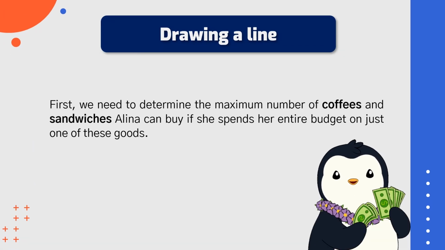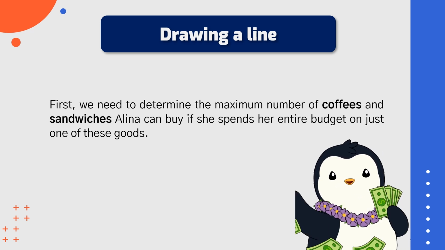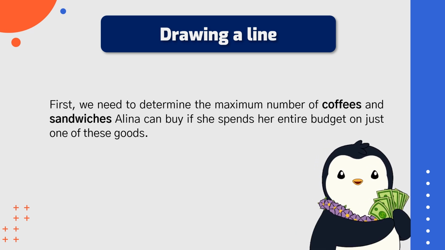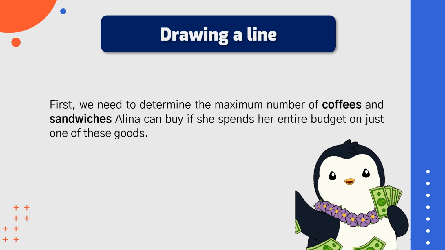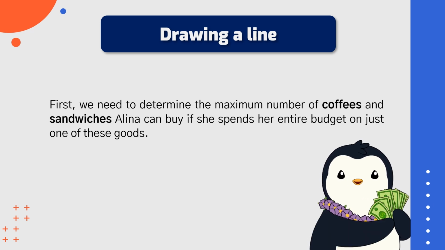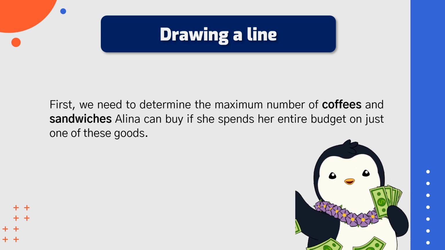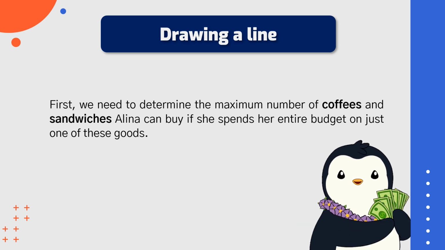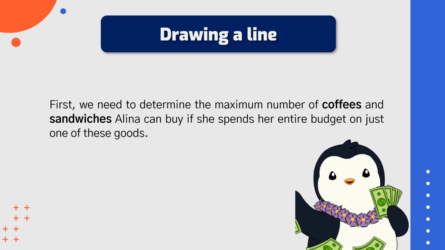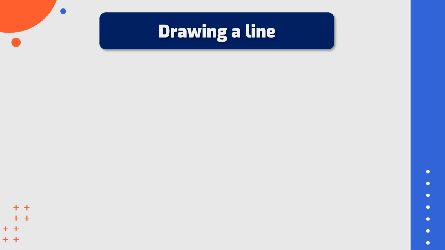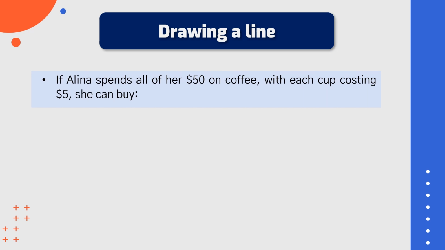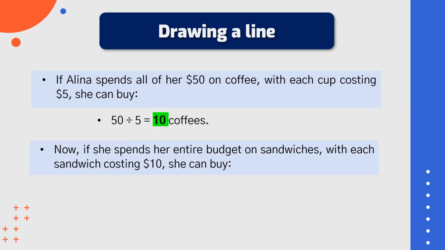To draw this budget line, we need to determine the maximum number of coffees and sandwiches Alina can buy if she spends all her money on just one good. If Alina spends her entire $50 budget on coffee, she can purchase 10 coffees. If she spends her entire budget on sandwiches, she can purchase only 5 sandwiches.